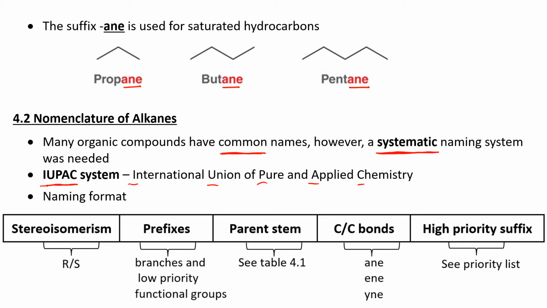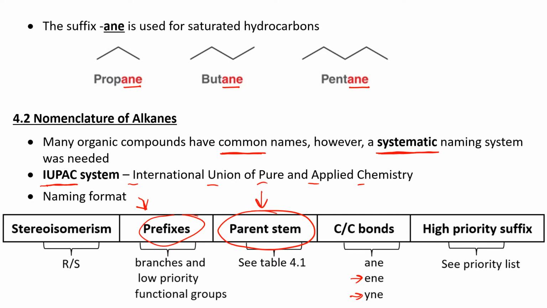When we name any organic molecule, we have a very general naming format. And below here, we have that system. We're going to focus on the parent stem, then we'll move to adding prefixes. And once we learn the parent stem and how to add prefixes for the branches, then we'll move on to alkenes, alkynes, and we'll look at other functional groups. So this is where we're starting.